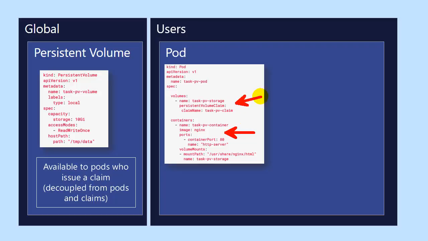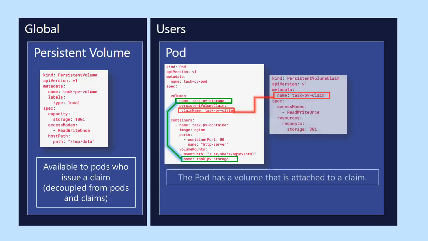Now, to make all that work, we need to introduce another idiom here, and that would be a persistent claim against that storage. One of the things to notice here is that the container, that is Nginx, is accessing the volume that we've defined up above. Now the claim name, as you can see here, is task PV claim. Now what we need to do next is introduce a persistent volume claim. You'll see that over here.